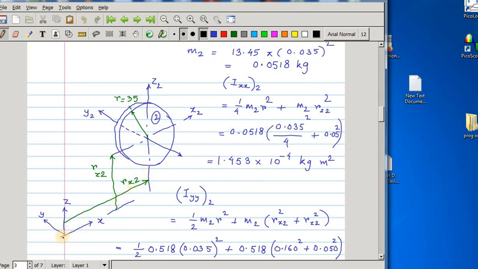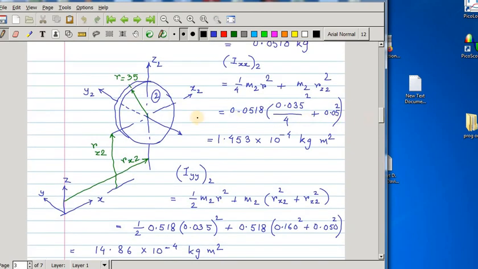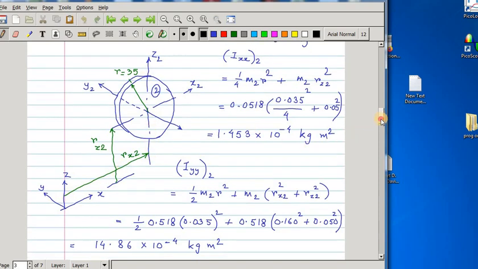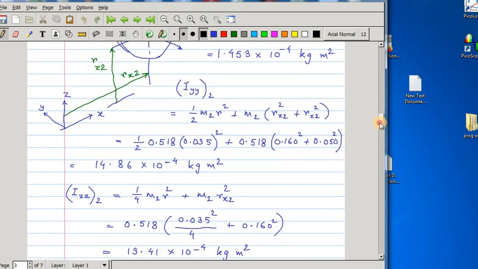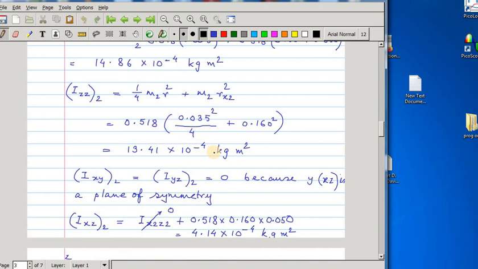Iy2y2 is about this y2. This is the moment of inertia. Then the perpendicular distance between this y2 and this y, which is this square plus this square. So this is the value you get. And Izz of 2 is about this, and then you have to shift by this amount. So about this is 1/4 m2 r square, that is about a diameter, and we have to shift this amount. So this is the moment of inertia.